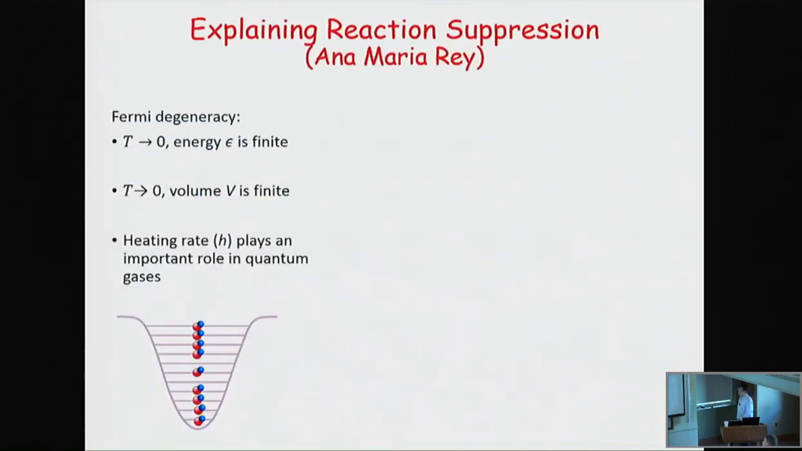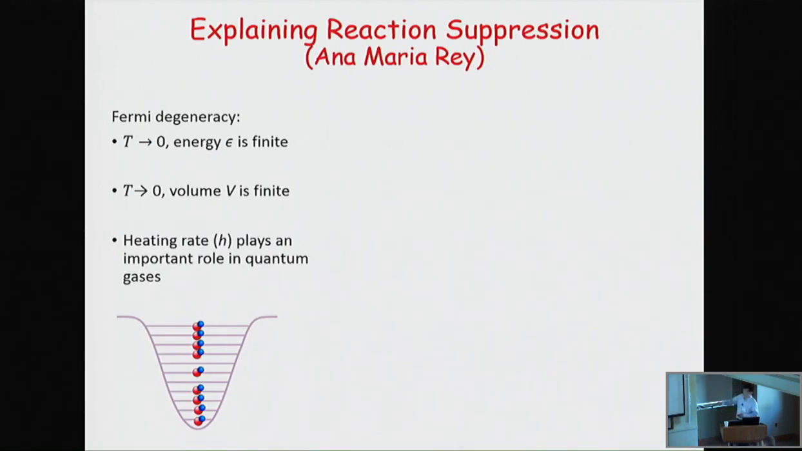So Ana Maria Rey has now come up with a theory to explain this. It turns out it's actually two mechanisms working together to explain this suppression. We just have to remember when temperature goes to 0 for a Fermi gas, energy is finite, right? This is a Fermi surface. This is the Fermi energy. The second fact is when temperature goes to 0, the volume of the Fermi gas is finite. It cannot collapse. It's unlike a BEC that collapses.